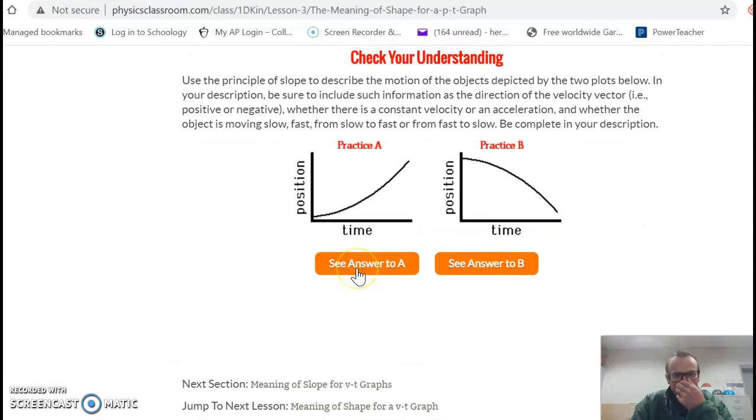Here's a couple practice. Why don't you take a minute and see if you can do this. Use the principle of slope to describe the motion of the objects depicted by the two plots below. Be sure to include information, blah, blah, blah. Okay, just tell me what's going on here.